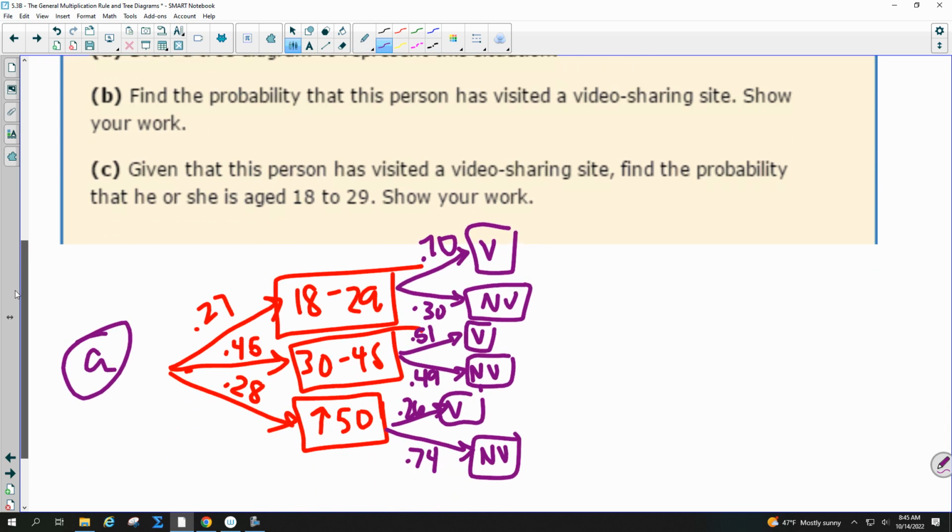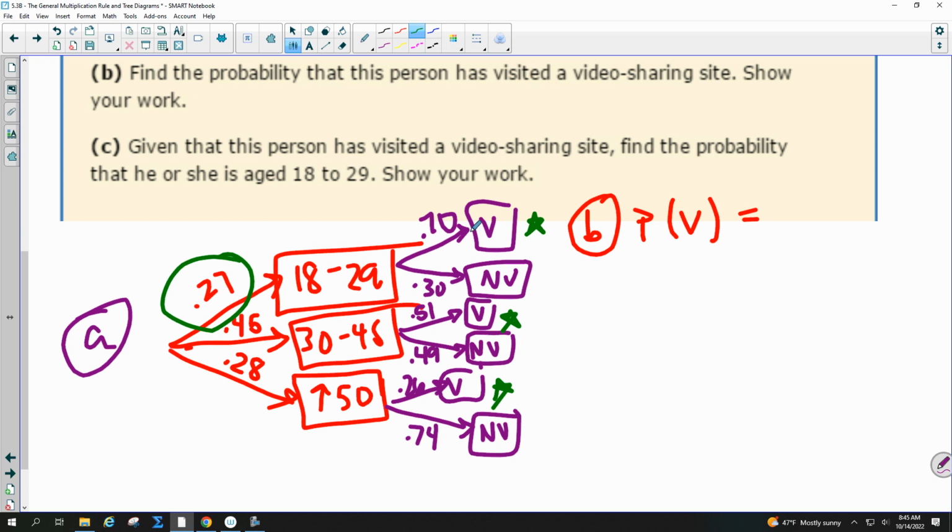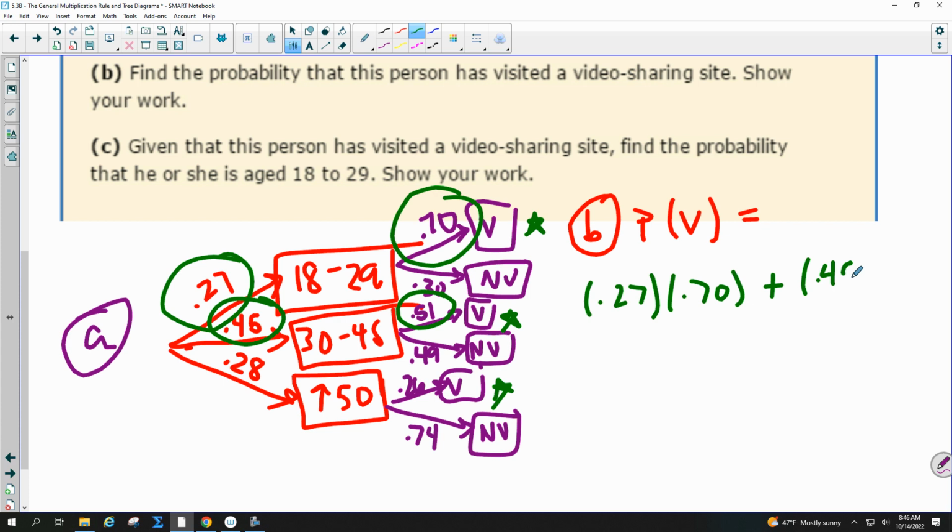Find the probability that this person has visited a video sharing site. So for part B, we would do the probability of visited. How many pathways to visited are there? 3. So you multiply down your pathways and you add the different ways. I'm going to do this times this. So I have 0.27 times 70%. Then the next pathway to visited is the 45% times the 51%. And the last pathway to visited is 28% times the 26%. And we would plug that in and get 49%.